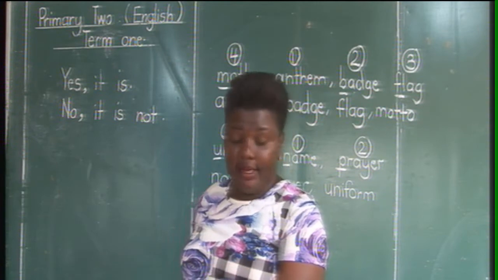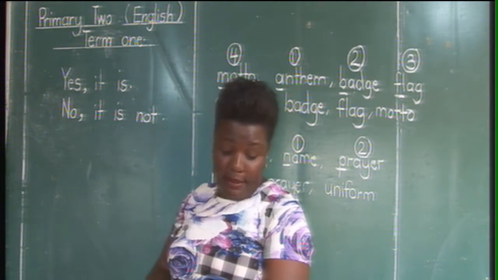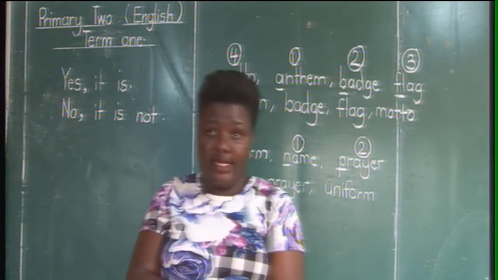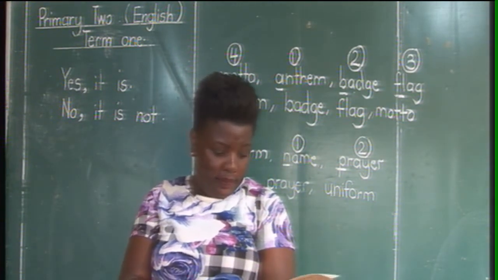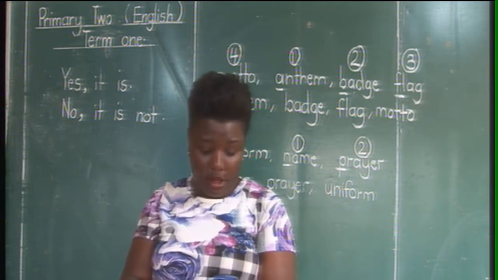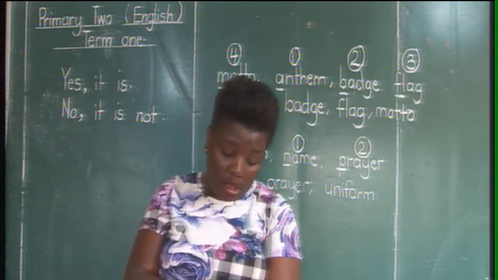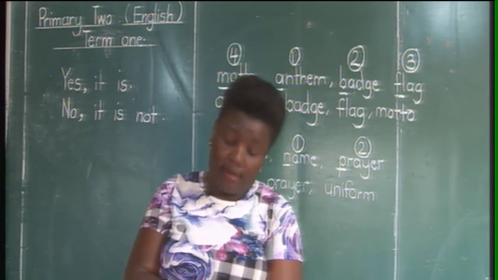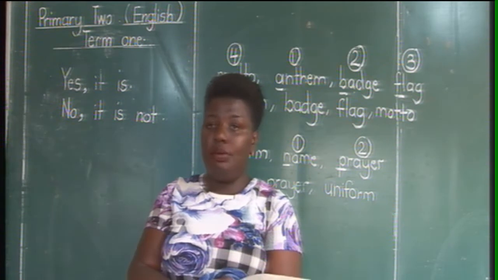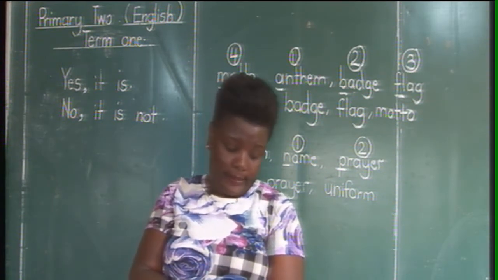We have an activity, an exercise to write here. Use the words in the bracket to complete sentences correctly. Number 1, the girl has many dash in the bag. In the brackets we have the word book. The girl has many books. So you copy the word book and add S.